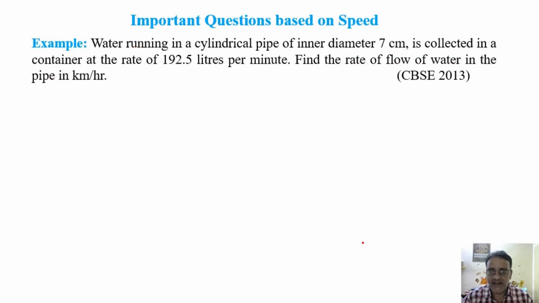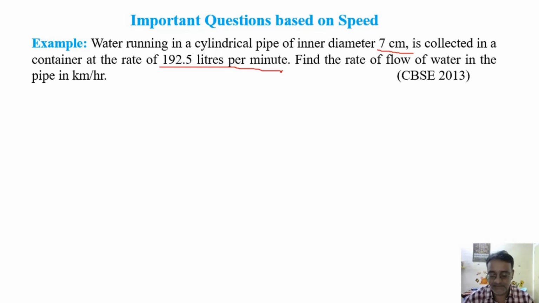As in standard sample paper 1, speed related question is given. So that is why I thought let us do some CBSE board questions. In textbook we have 3 questions. One is in example and 2 is in exercise question. And these are out of that NCERT questions. So water running in a cylindrical pipe of inner diameter 7 centimeter is collected in a container at the rate of 192.5 liter per minute. Okay, find the rate of flow of water in the pipe in kilometer per hour.